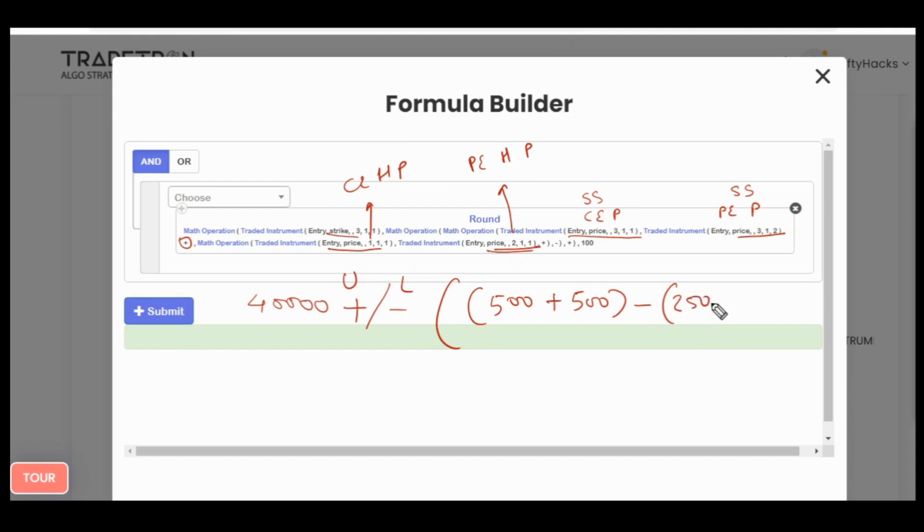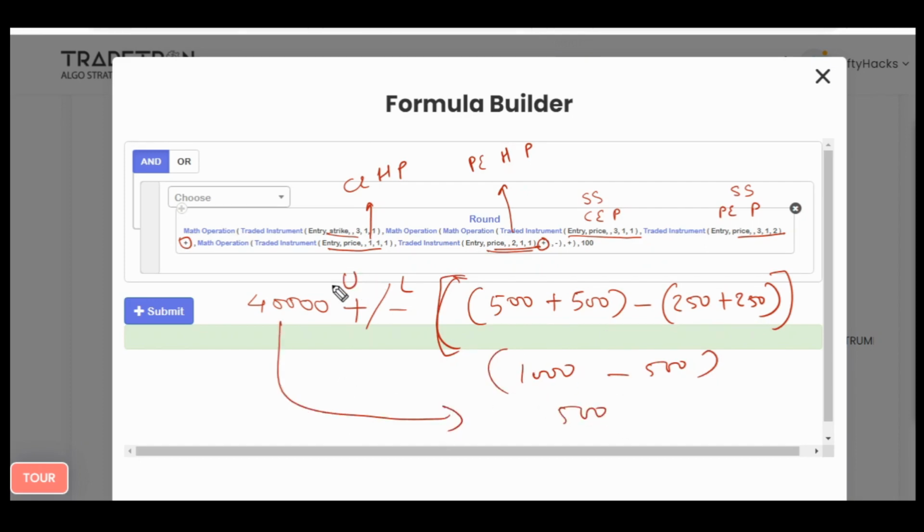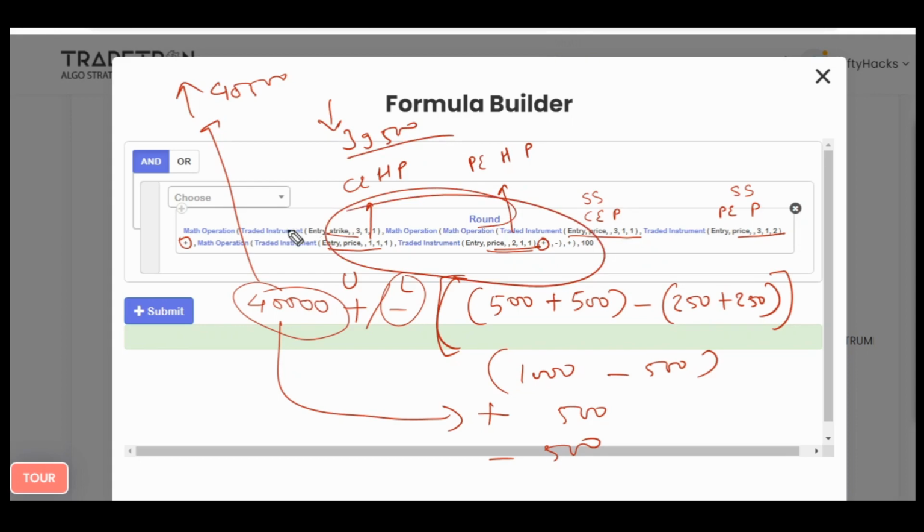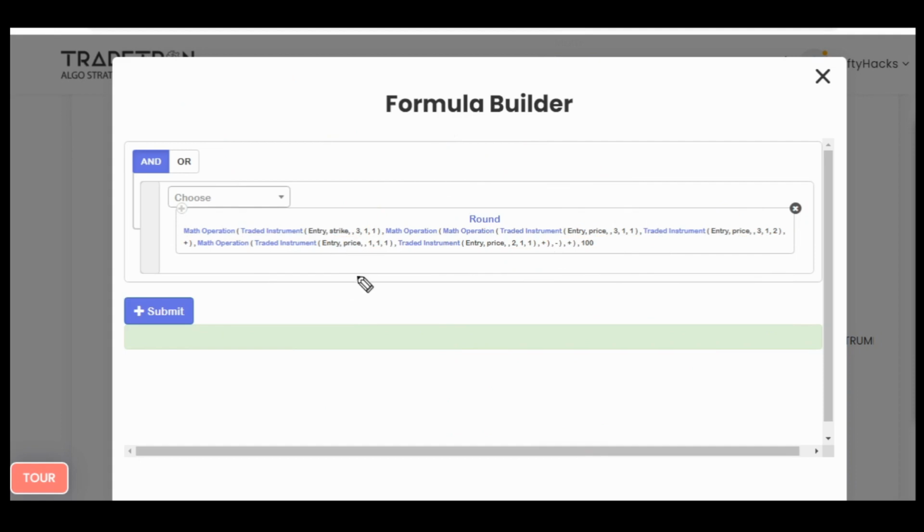So suppose our hedge prices were 250, so we have combined them also, and what is the result of this? As you all know, 1000 minus 500 will come at 500. So for upper side break even calculation, you need to do plus math operation, and for lower side break even, you need to do minus math operation from this 40,000. So your upper break even comes to 40,500, and your lower break even comes at 39,500, right? So I explained this in detail in iFAAD version 1 video also. You can refer to that if you want to. And this is the basic calculation, so nothing to explain much in this.